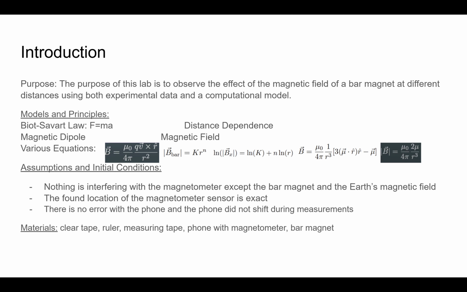shown here. Assumptions and initial conditions include nothing is interfering with the magnetometer except the bar magnet and the Earth's magnetic field. The found location of the magnetometer sensor is exact, and there is no error with the phone, and the phone did not shift during measurements. The materials involved are clear tape, a ruler, measuring tape, my phone with the magnetometer, and a bar magnet.